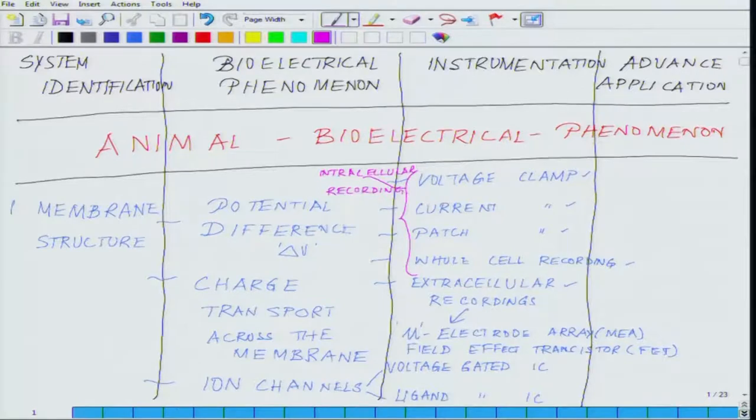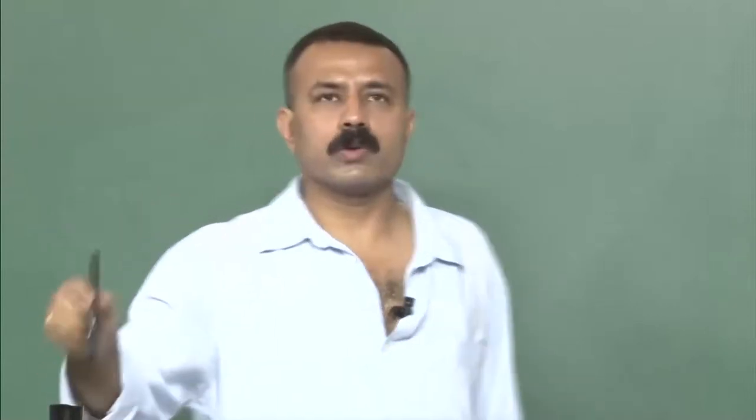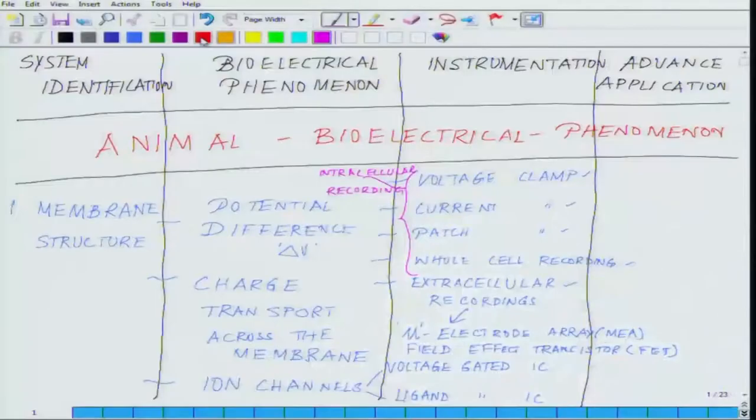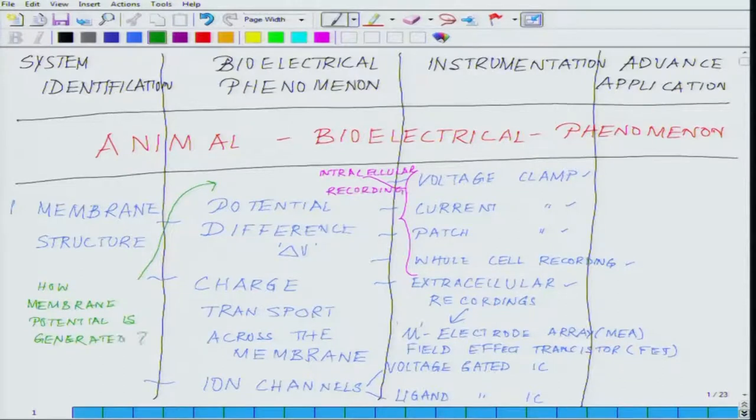So, within the membrane structure we will talk about the potential difference, and to start off, we will have to talk about how membrane potential is actually generated. This is the first and foremost question which we needed to answer, and from there, we now have a potential difference.